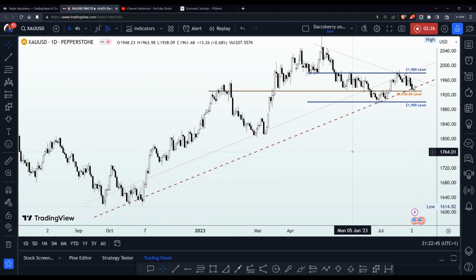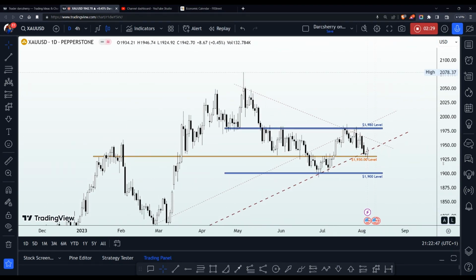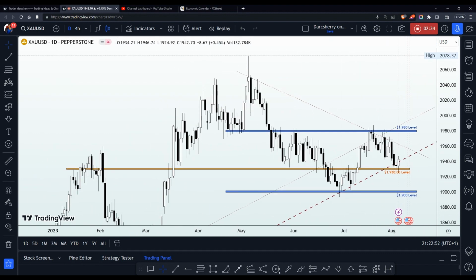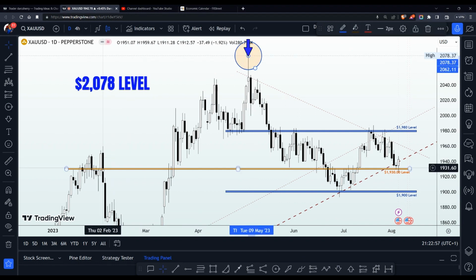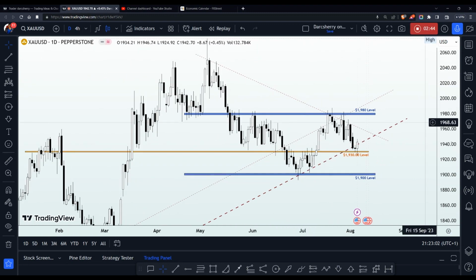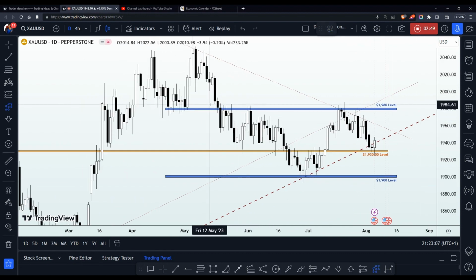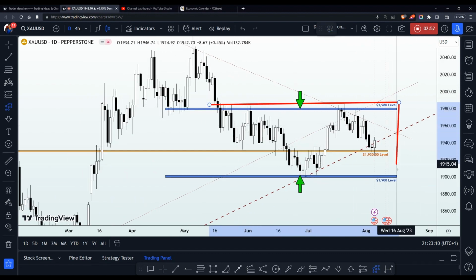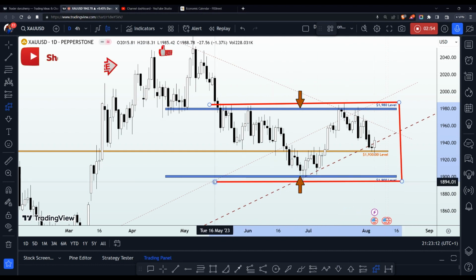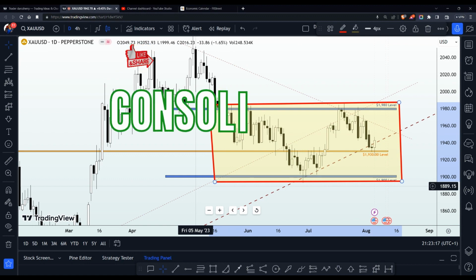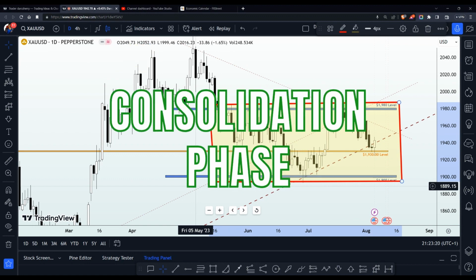Now, in addition to the ascending trend line we identified, one of the things that you will notice here is that as soon as price action tested that high at the $2,078 level, we saw our price action nosedive to the downside, leading into a situation where in the last couple of months, price action has been confined within the 1,980 and the 1900 level to give us an insight into the level of indecision at this particular point in time.